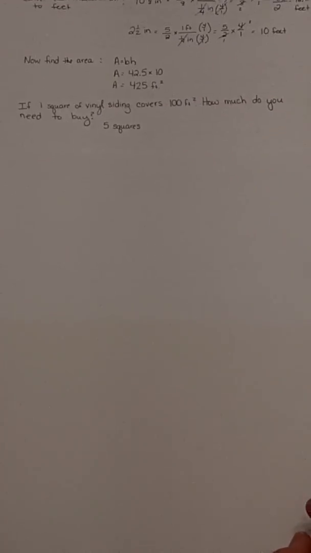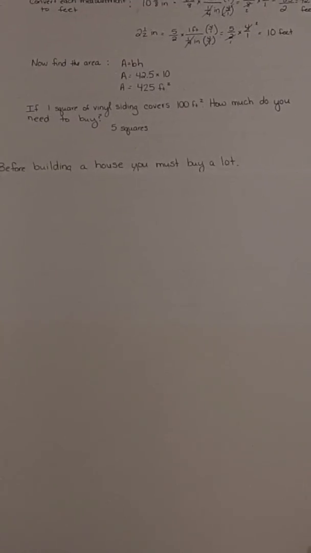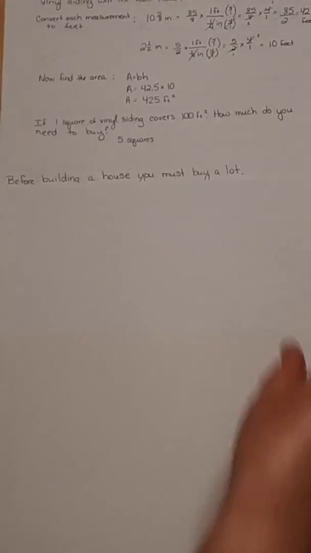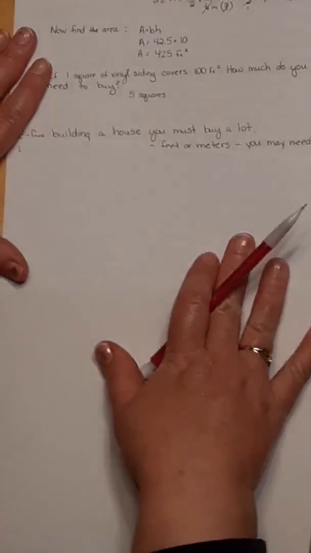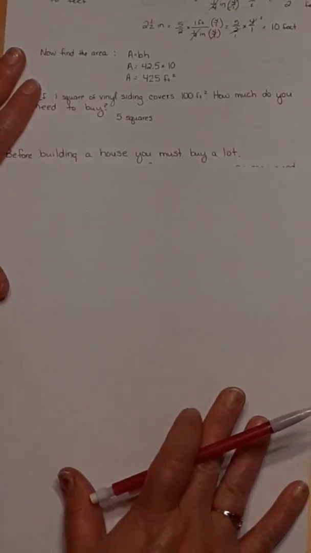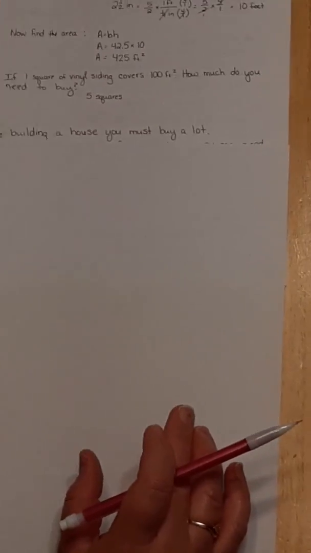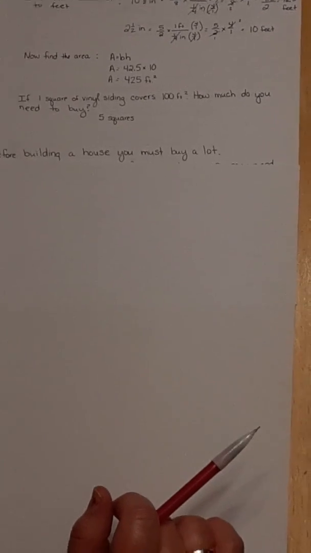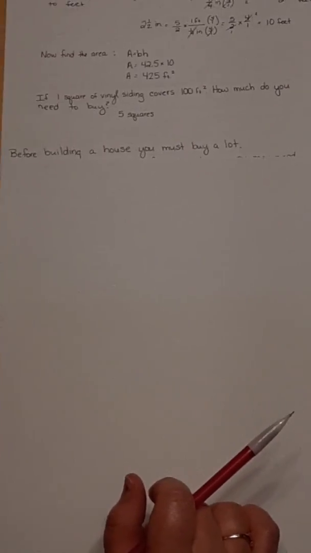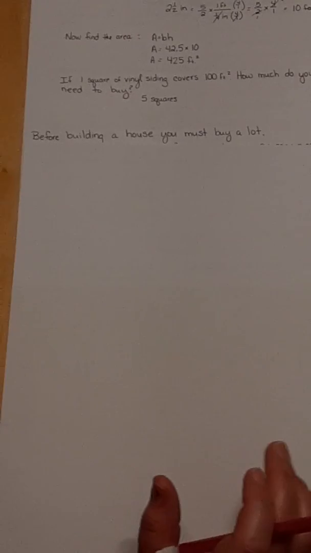Okay, let's talk about land now. So we have decided we need to buy some land. We know what type of house we want, and when we buy land, you have a couple of options. You can buy by acres, or you can buy by a lot size.